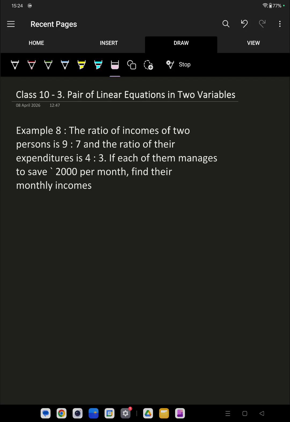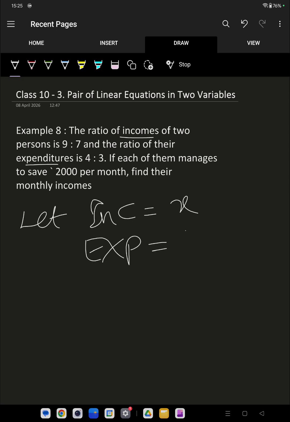To find the values, we need to first assume x and y values, and then create equations, and then solve the equations by elimination method. This is the process. First we will start by understanding the question. Here it was given incomes and expenditure. We need to find monthly incomes, so I'll assume incomes is equal to x and expenditure is equal to y. Let's assume.